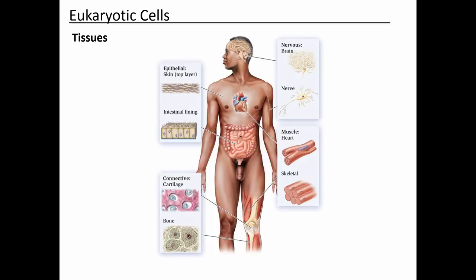A third type of tissue that you're probably familiar with is nervous tissue. Nervous tissue is responsible for receiving, generating, and conducting electrical signals throughout the body. So a bunch of neurons together would be nervous tissue.